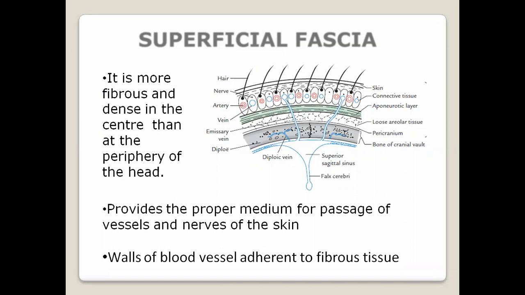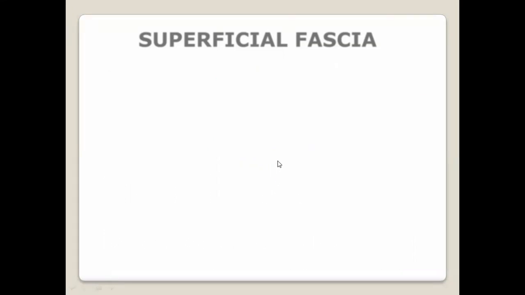That's why, if the scalp is torn in any injury, there will be severe bleeding. So you have to compress the scalp to arrest the bleeding. It's a very important clinical feature of the superficial fascia. Okay.